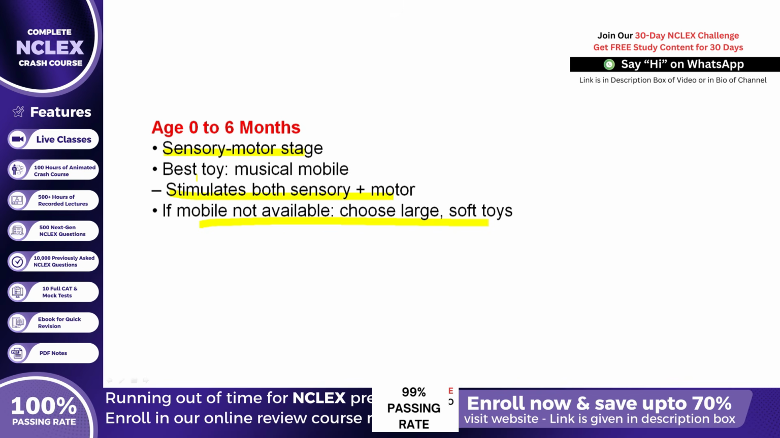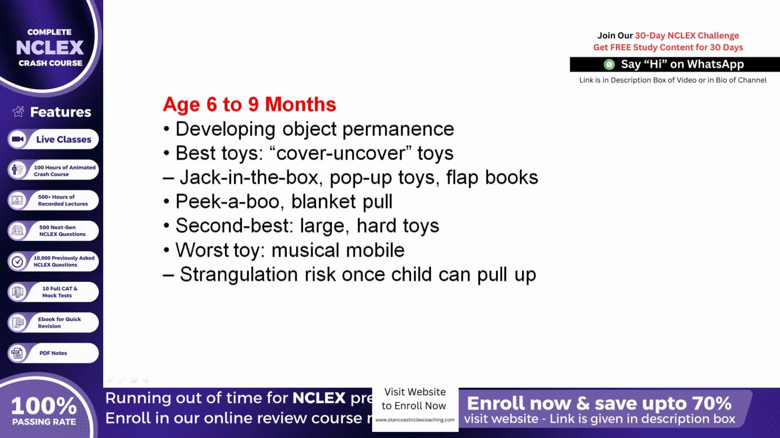Finally, let us look at ages 6 to 9 months, when the child is developing object permanence. The best toys during this period are cover-uncover toys, such as jack-in-the-box toys, pop-up toys, and flapbooks. Activities like peekaboo and blanket pulls also support this developmental stage. The second best choice is large, hard toys, which remain safe and engaging. And the worst toy is a musical mobile because it becomes a strangulation risk once the child can pull up.